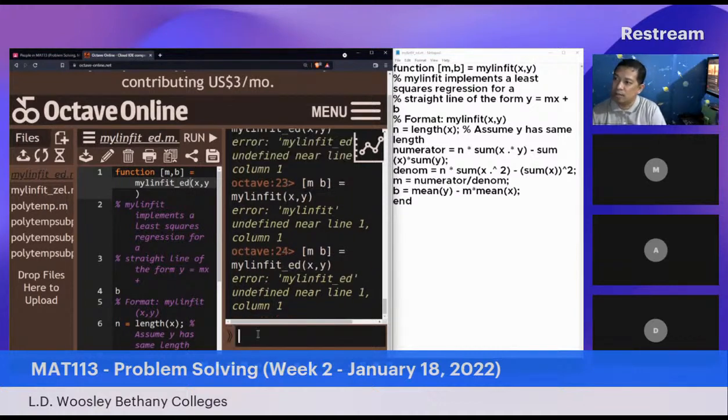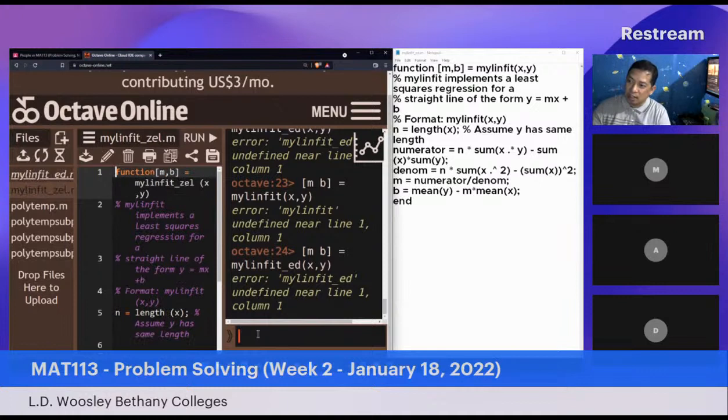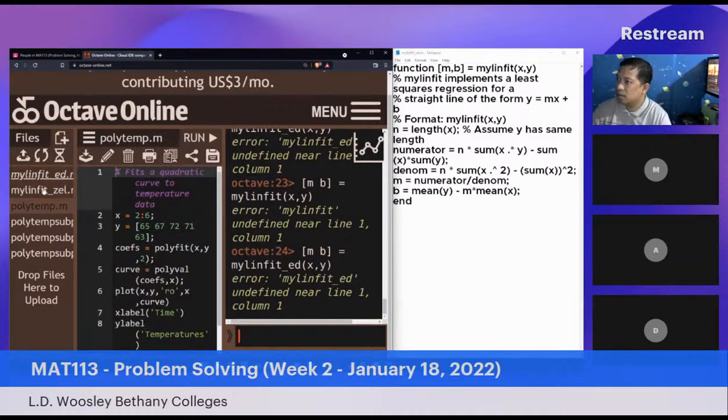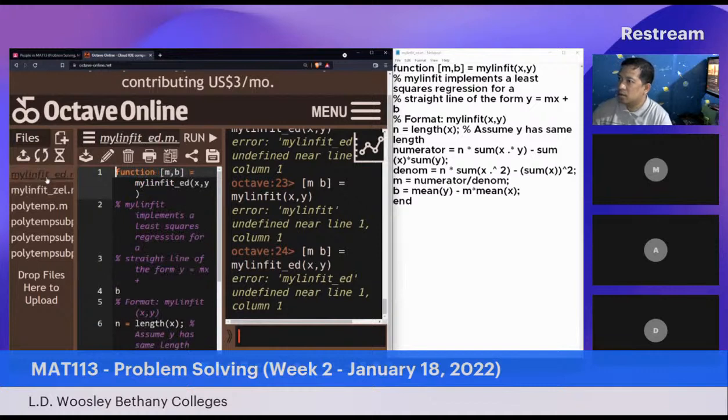Ayaw niyang gumana, no? Supposedly, kukumpute siya ng line na magpi-pit doon sa dalawa. Hindi po siya nare-read po. Oo nga, no? Myelin.